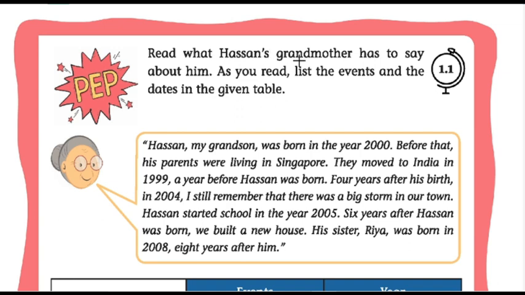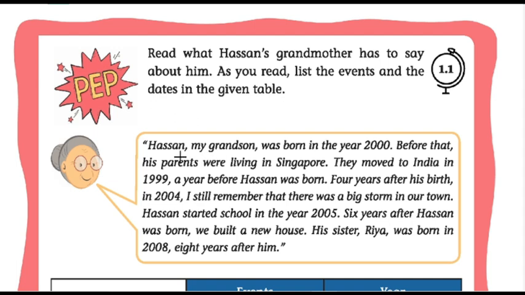Read what Hasan's grandmother has to say about him. As you read, list the events and the dates in the given table. Here is a grandmother. She says something about the events that happened in her family.